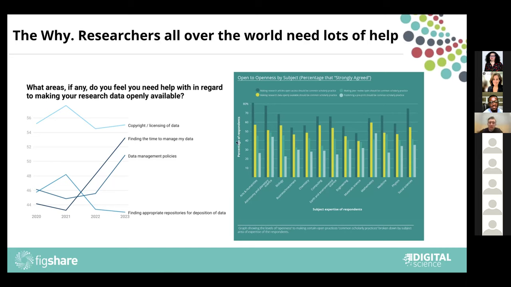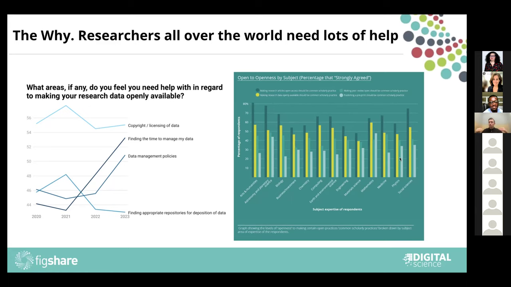What is really interesting is how open people are to being open with their research. So there are four different things here. Making research articles open access should be common scholarly practice. Making research data open. Making peer review open, and publishing a preprint. And what you can see is it doesn't matter what the subject is. They all follow this pattern that the majority of people say that research papers should be open, and then they think it's data, and then they think it's peer review, and then they think it's preprints.